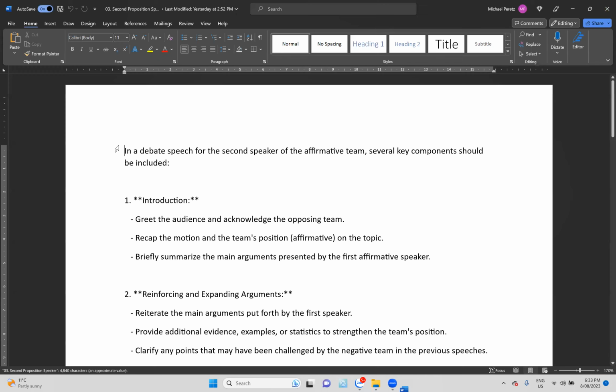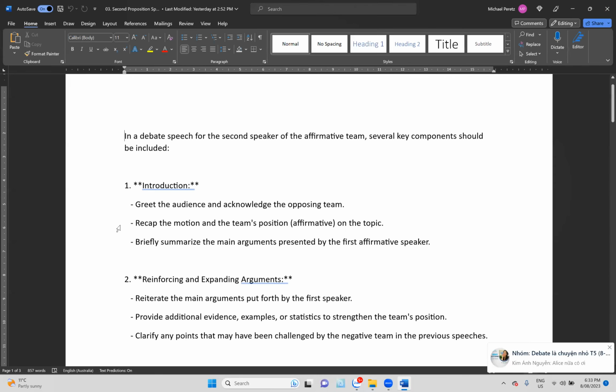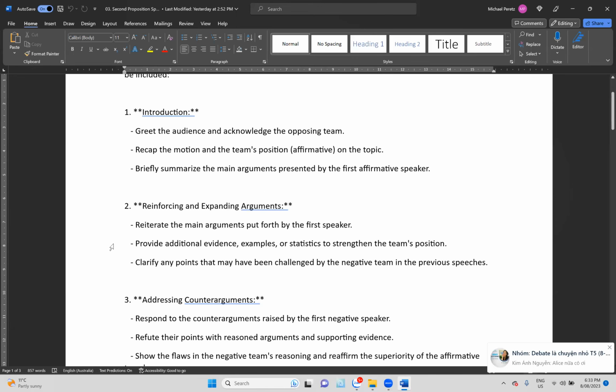Next, we have the second proposition speaker. So once again, we want to start with a nice strong introduction. And the difference this time is you want to summarize the arguments presented by the first speaker of your team. You then want to provide additional evidence and examples or statistics to strengthen your team's position. So that's what we talked about as part of a team argument.